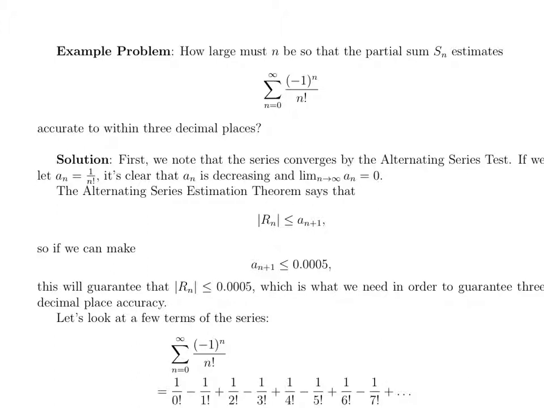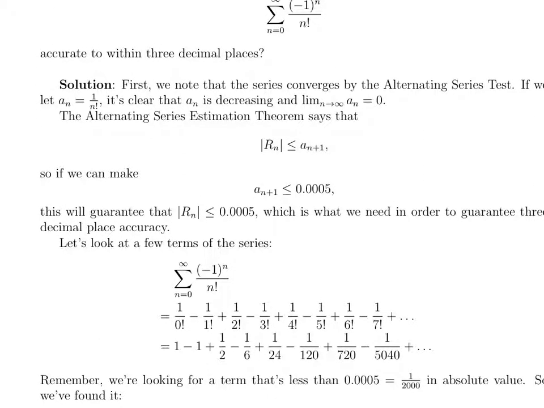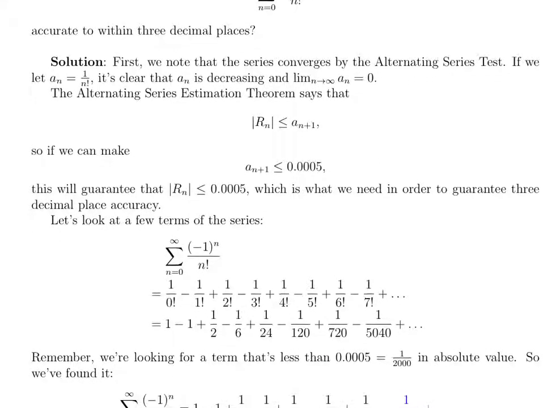You should notice that this is alternating. You can see the minus, plus as it goes along. And now if we just work out what those factorials are, like 3 factorial is 6, 4 factorial is 24, and so on, you should be able to work out these factorials and see the values. Now let's think about what the alternating series estimation theorem wants us to do. We're looking for a term that's less than 0.0005 in absolute value, which is equal to 1 over 2,000. And actually that means we found it.